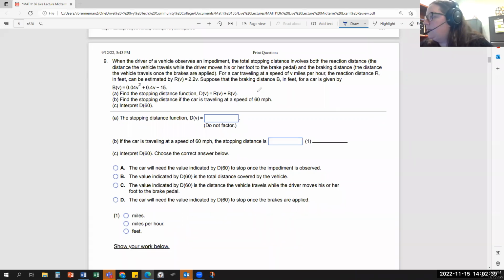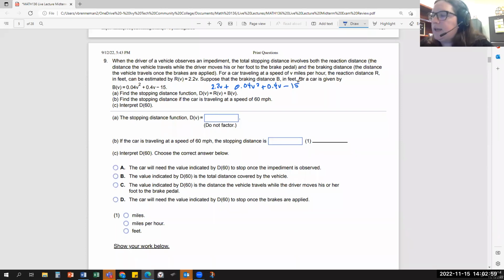So we're taking the R of V, which is 2.2 V, plus the braking distance, which is 0.04 V squared plus 0.4 V minus 15.